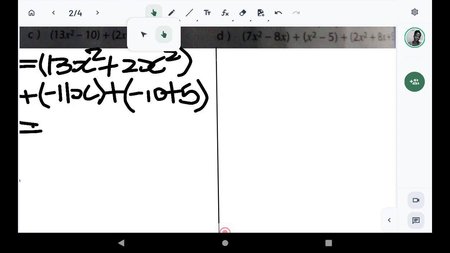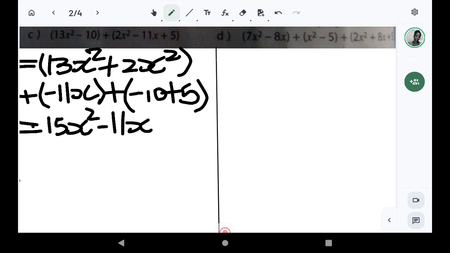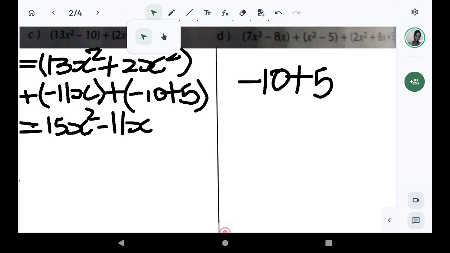Now we add. 13x squared plus 2x squared: 13 plus 2 is 15, so that is 15x squared. Plus negative 11x, that's a negative 11x, plus negative 10 plus 5. Negative 10 plus 5: this is adding integers. These are numbers that basically are not your usual numbers.